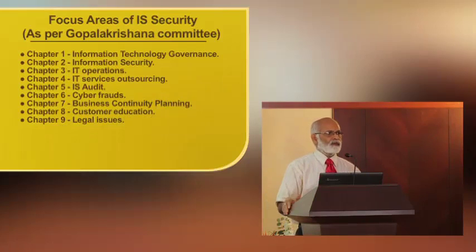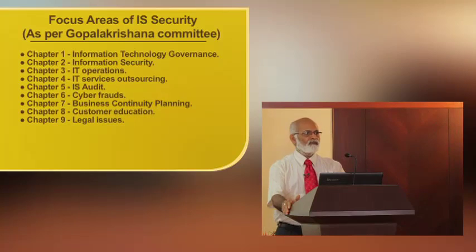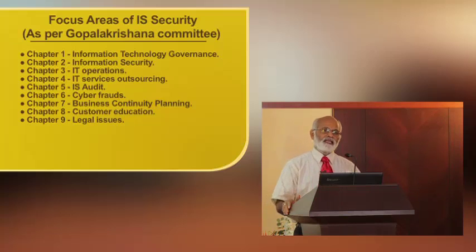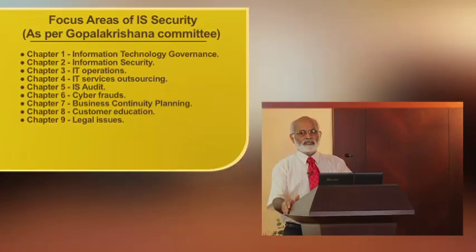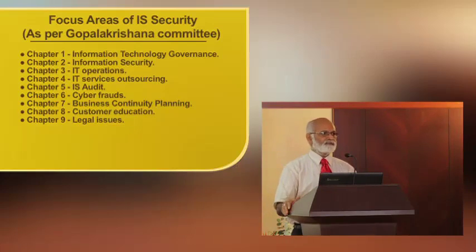The chapters are: Chapter 1, Information Technology Governance; Chapter 2, Information Security; Chapter 3, IT Operations; Chapter 4, IT Services Outsourcing. Outsourcing, when we say any activity that has been outsourced, maybe for data center operations or DR site operations, or your ISP provider for net connections or internet management, or telecom providers, all these things come under this. Even your housekeeping will also come under this outsourcing.